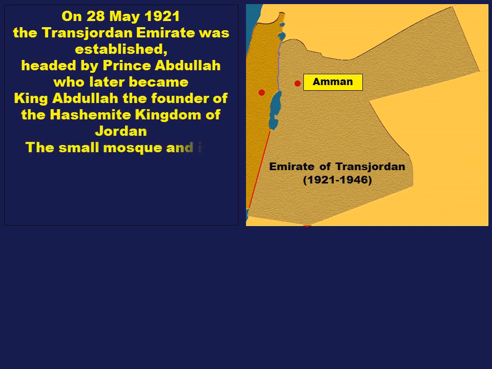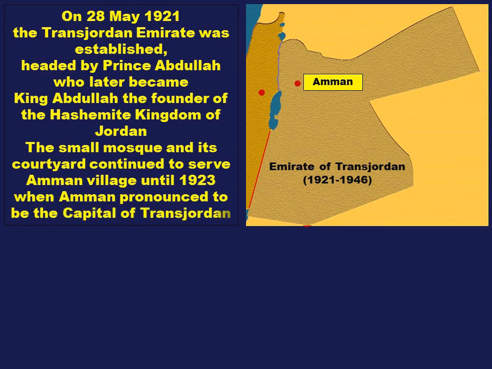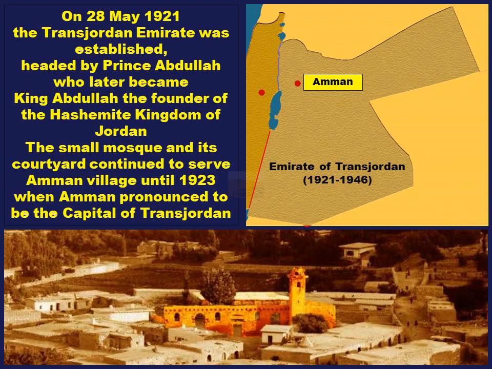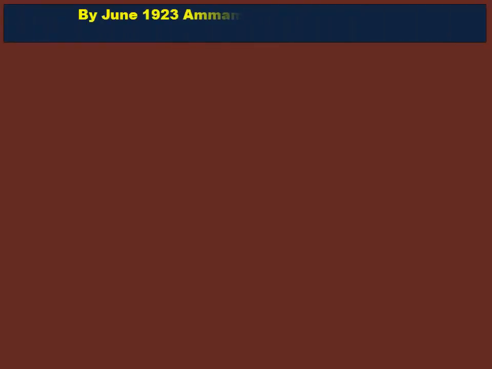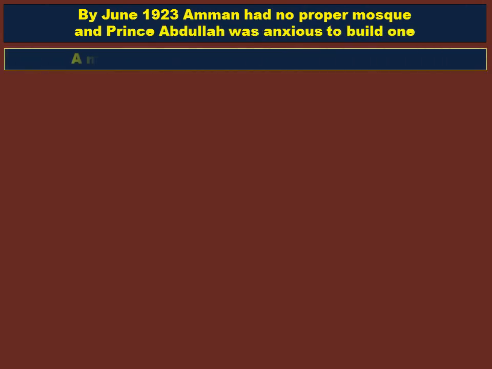The small mosque and its courtyard continued to serve Amman village until 1923, when Amman was pronounced to be the capital of Transjordan. By June 1923, Amman had no proper mosque, and Prince Abdullah was anxious to build one. A mosque that will look like this 40 years later.